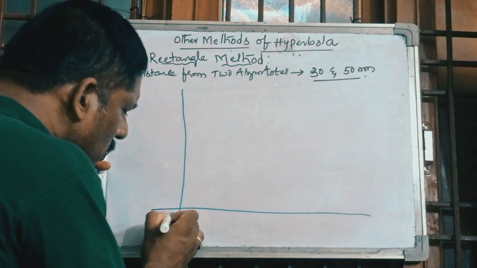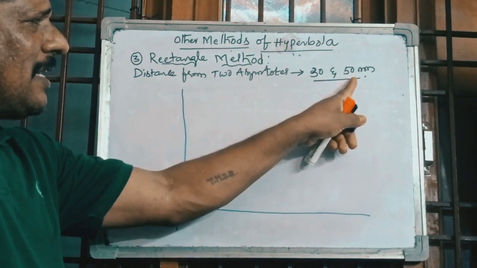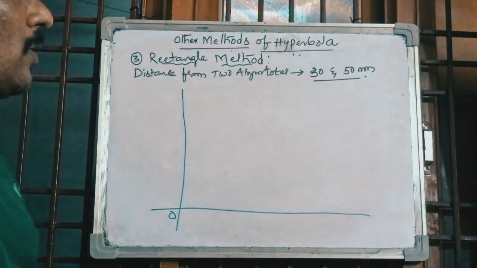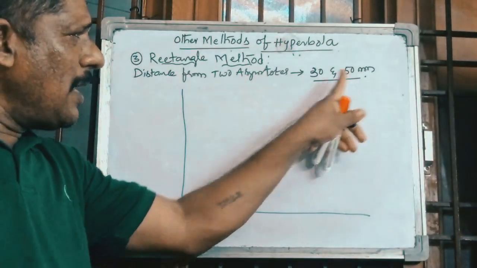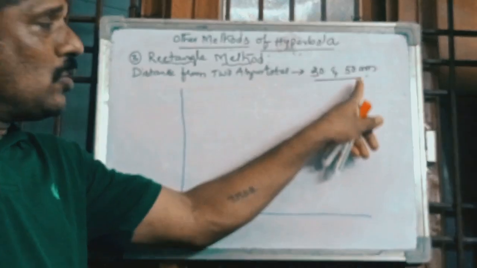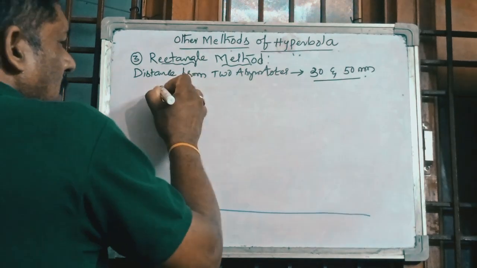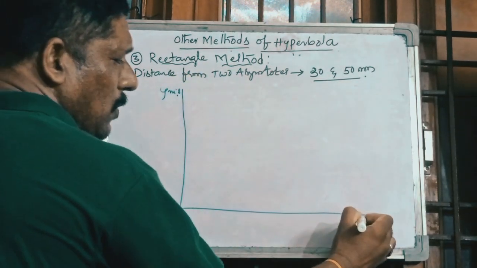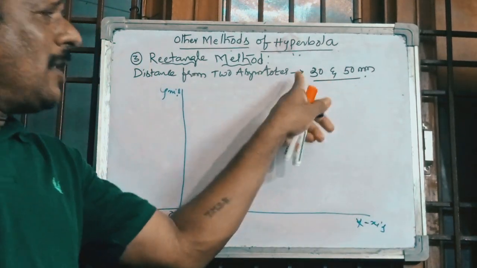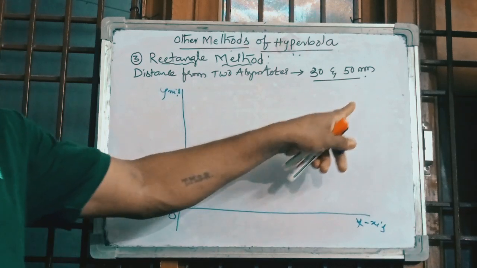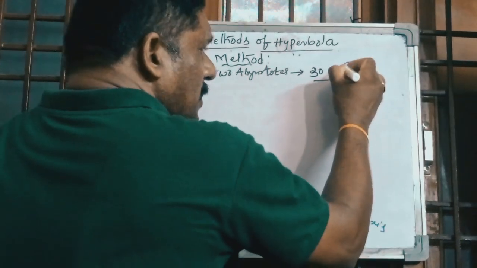From these two asymptotes, we have to take the distance. So here the distance is given as 30 mm and 50 mm. The main logic is whatever the major distance is, suppose 30 and 50, this is the maximum distance. So that distance you have to take on the y-axis. It is very, very important. Just remember on which axis we have to take this distance. The maximum number of students make mistakes here only. So first you have to concentrate on which is the maximum number.